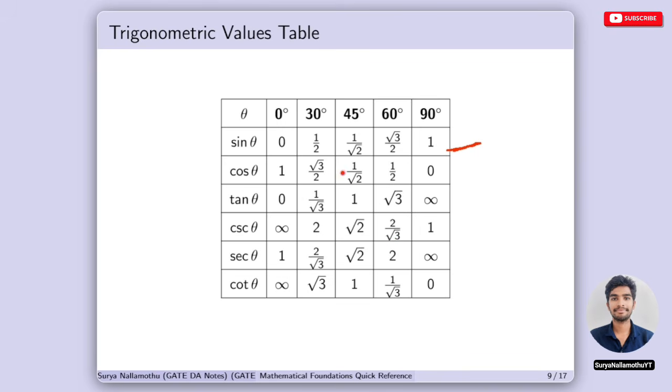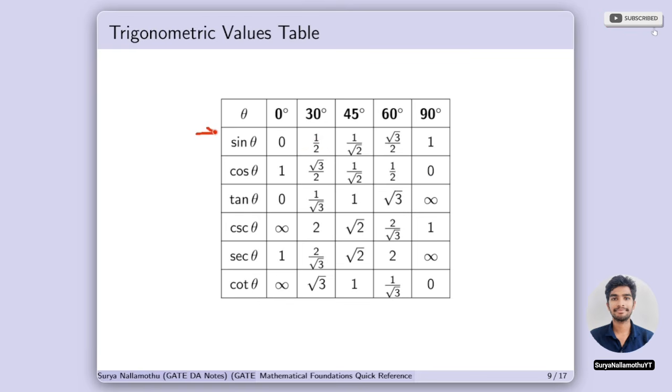Why did I say that? Let me explain. It is sin theta. You know sin 0 is 0, sin 30 is 1 by 2, sin 45. So we need to reverse this. This is in the order of this direction. Okay, so this is in the order of this direction. We need to write this in this order.